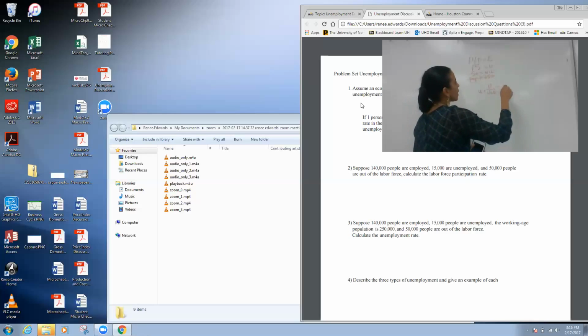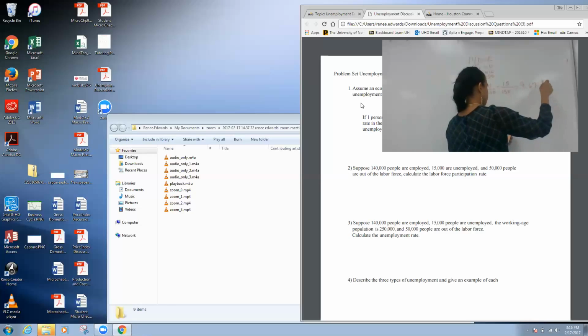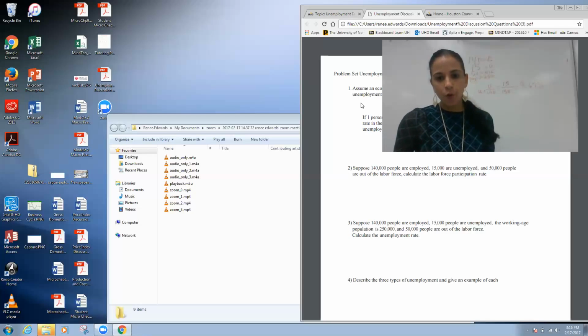So when I take my 15 U over my 15 plus 140, 155, I find out that in this economy, or this country, I have 15 divided by 155. I'm going to end up with 9.67%. 9.67% unemployment. All right, number 4.